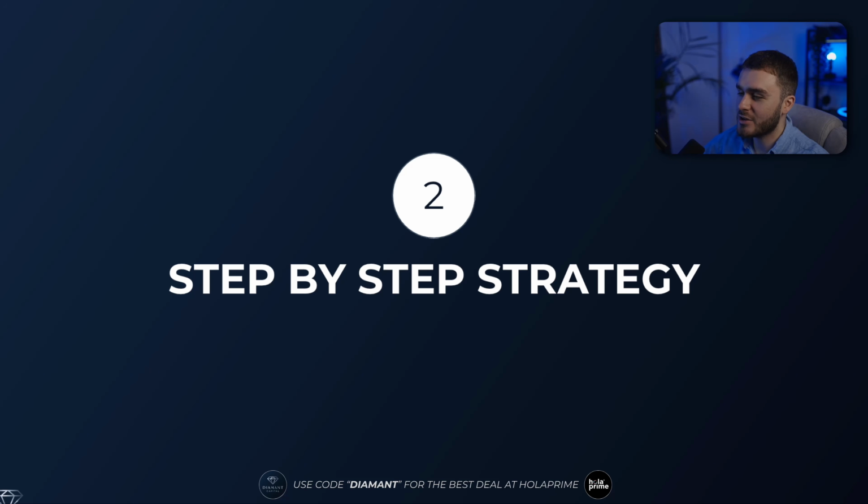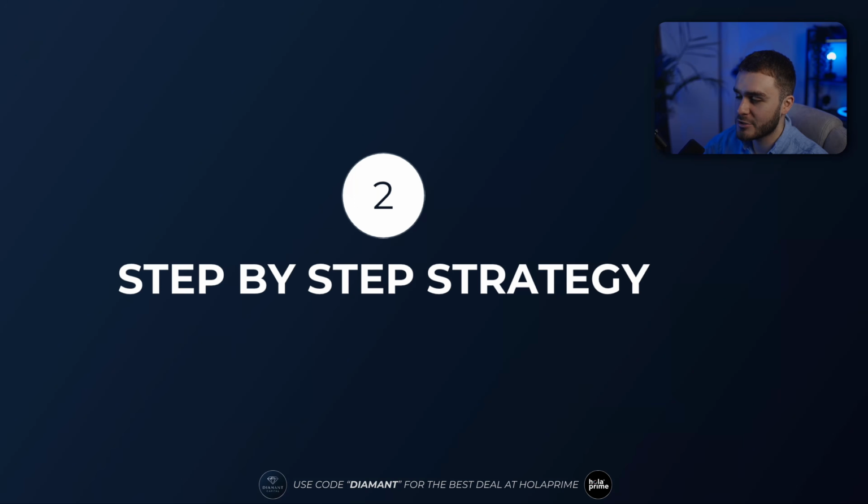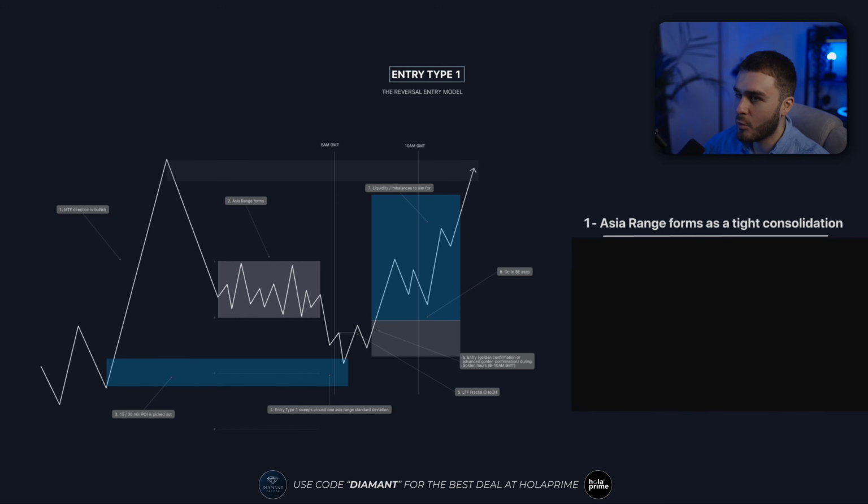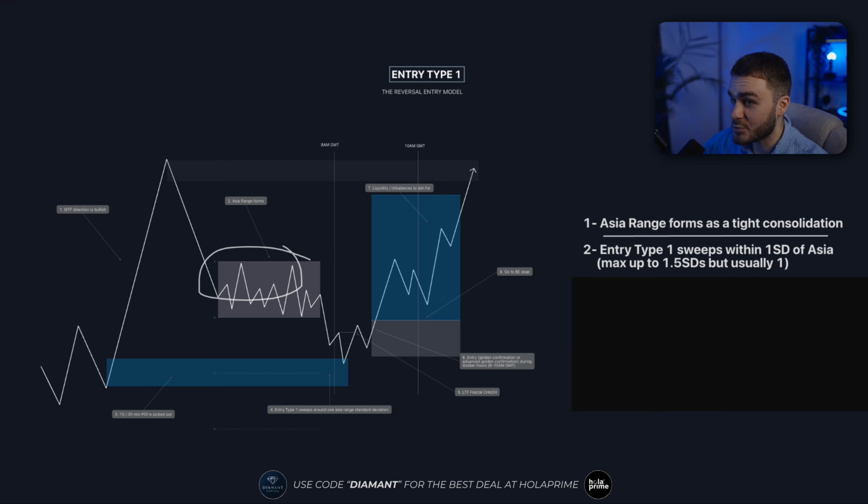Okay, so now that we've understood some of the context behind the strategy, let's actually look at the step-by-step process of how it works. Now, step number 1 is the simplest. We simply wait for our Asia range to form as a tight consolidation. Then from that point, we move on to step number 2, which is we have to see a sweep within 1 standard deviation away from our Asia range.